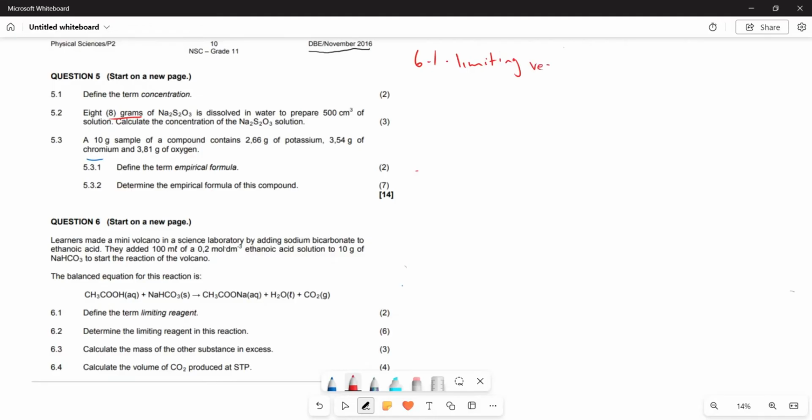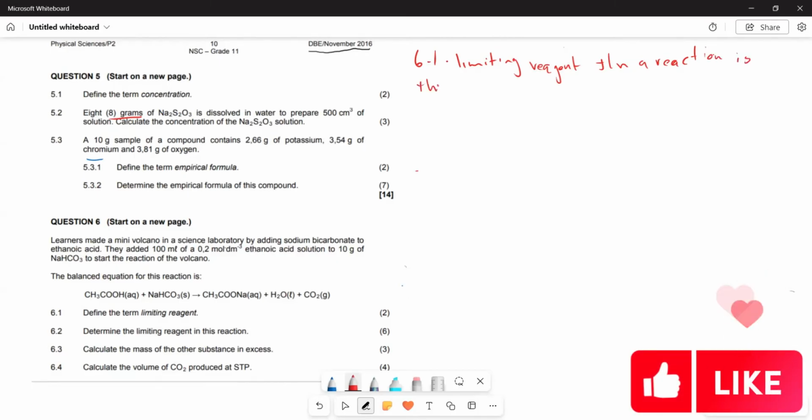So we are saying, what is your limiting reagent in this case? A limiting reagent in a reaction is that one that is going to be consumed completely. A limiting reagent in a reaction is the reactant that is consumed completely, which means the one that runs out first, right? That is consumed completely.